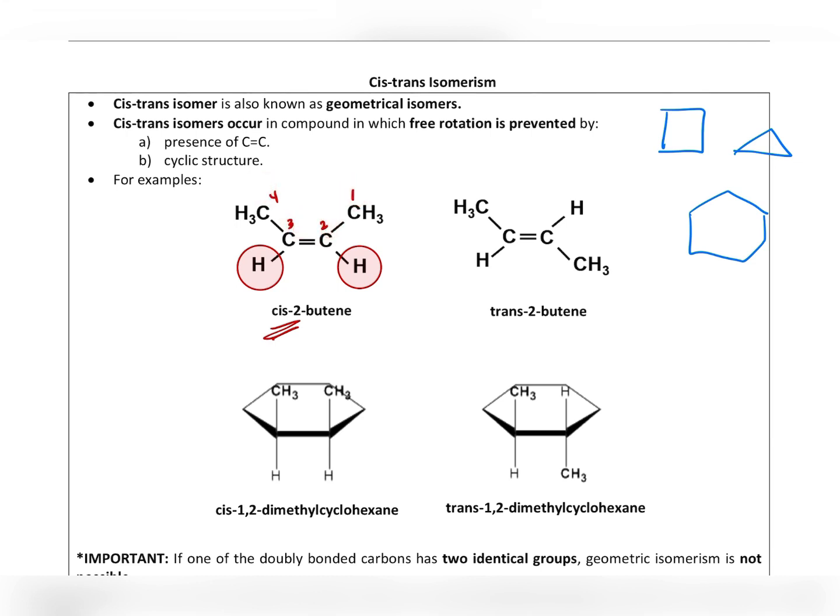Your name will still be 2-butene. Okay, maksudnya at carbon number 2 startnya double bond. Okay, and then butene sebab ada 4 carbon. Okay, dan alkene. Alright, so itu.